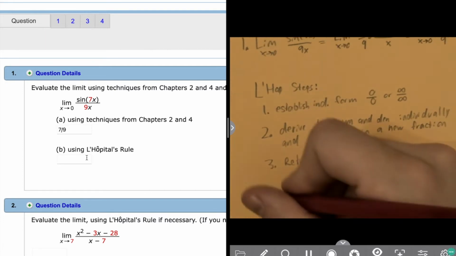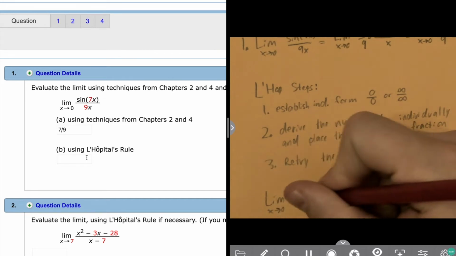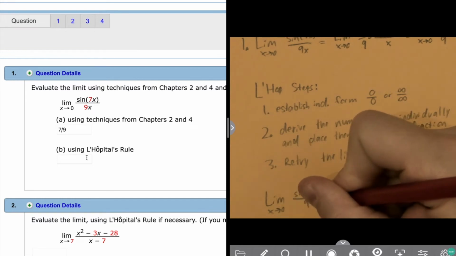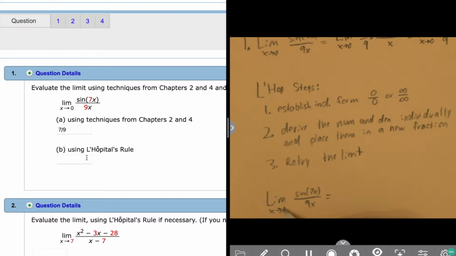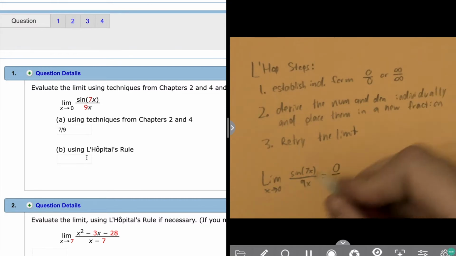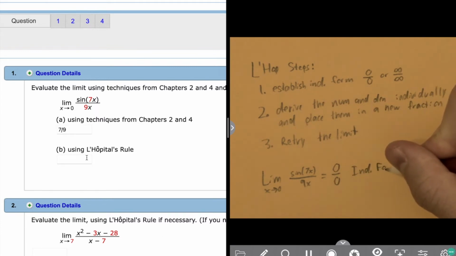So let's relook at number 1, the limit as x approaches 0 of sine of 7x over 9x. Well, if I directly substitute, that would just say sine of 0, and that is indeed 0, and 9 times 0 is 0, so I do get 0 over 0, which is indeterminate form.